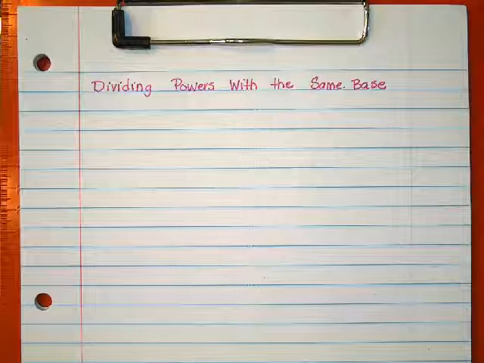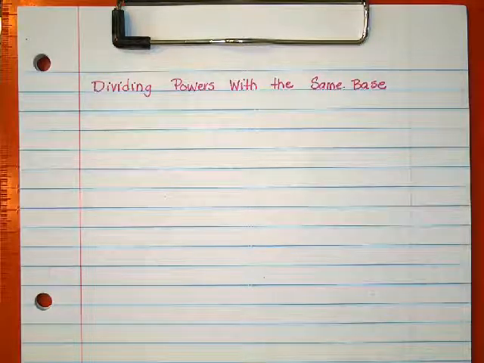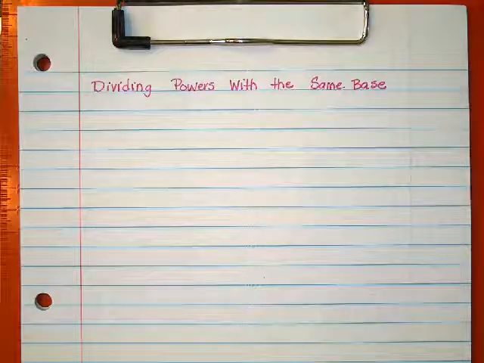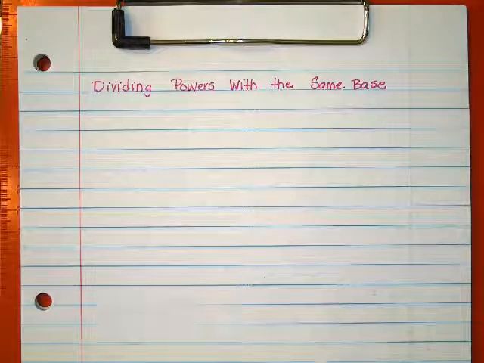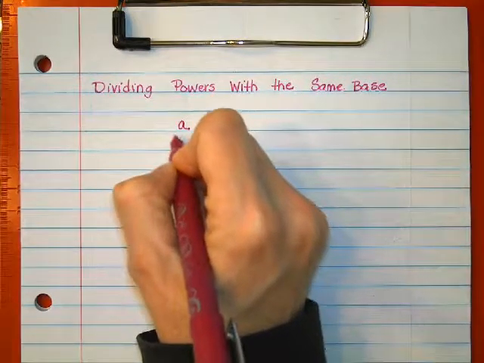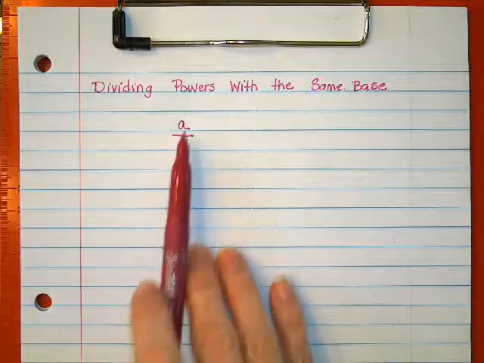We're going to teach you the rules for dividing powers that have the same base. Same base means they both could be 2s, they both could be 4s, or their bases could be the same variable. In our case, our variable is going to be a. So now we're going to divide. Here's the dividing bar. Now we know they both have the same base, and that base is a.